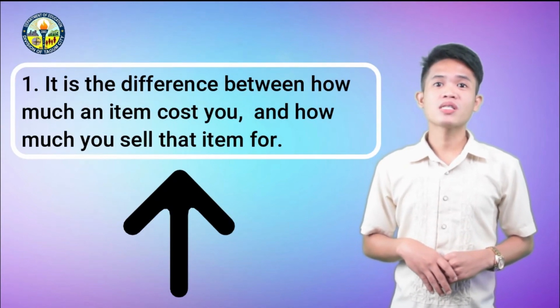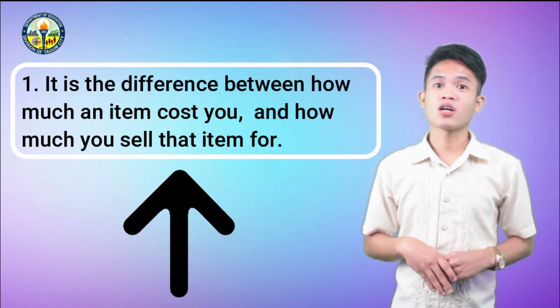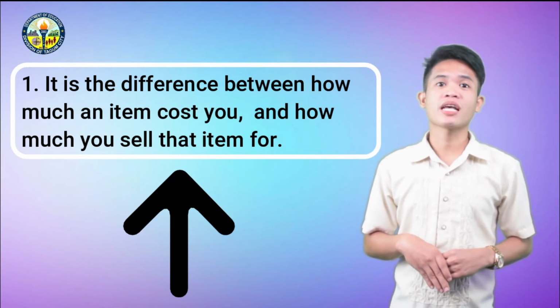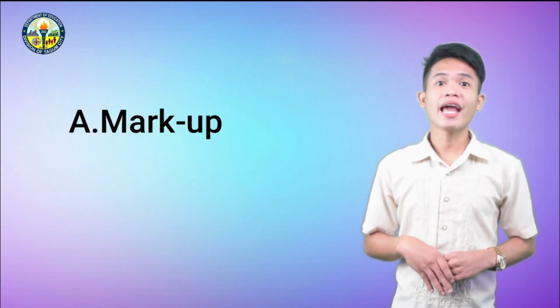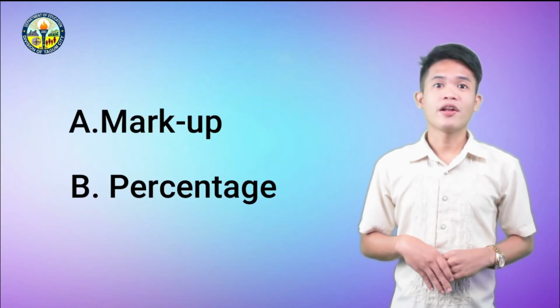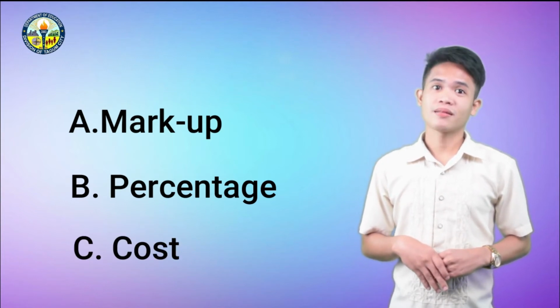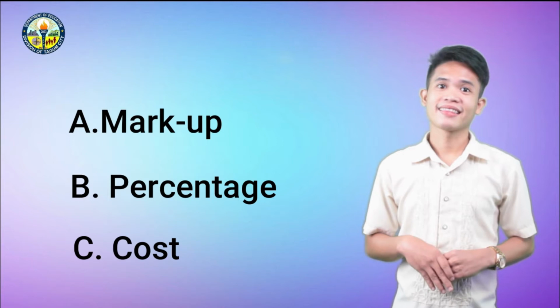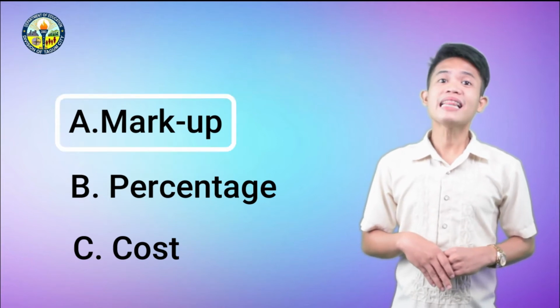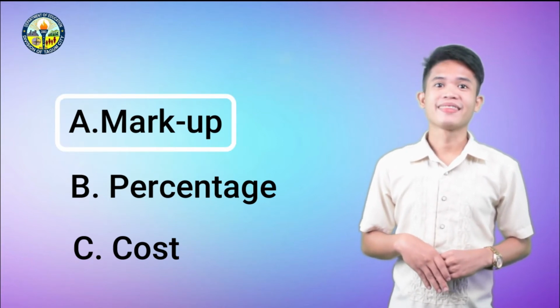This time, you will identify the correct answer to the following questions. Number 1. It is the difference between how much an item costs you and how much you sell that item for. Letter A, markup. Letter B, percentage. Letter C, cost. The correct answer is letter A, markup.